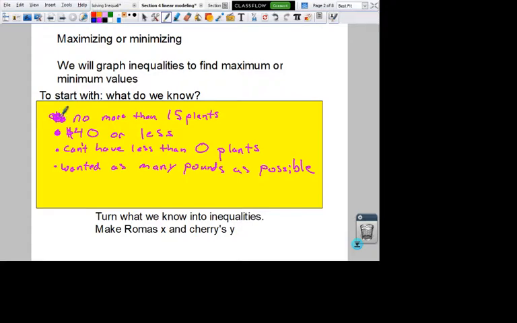We can show all this mathematically. What we're going to do is make a bunch of inequalities. Remember, those are less than or greater than things. We're going to use an x and a y. We're going to make our Romas x and our cherry tomatoes y.